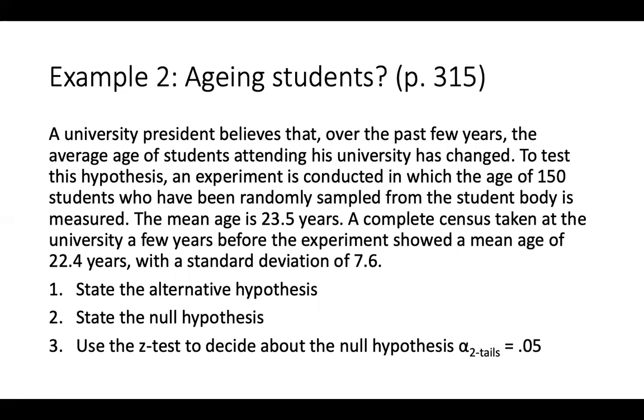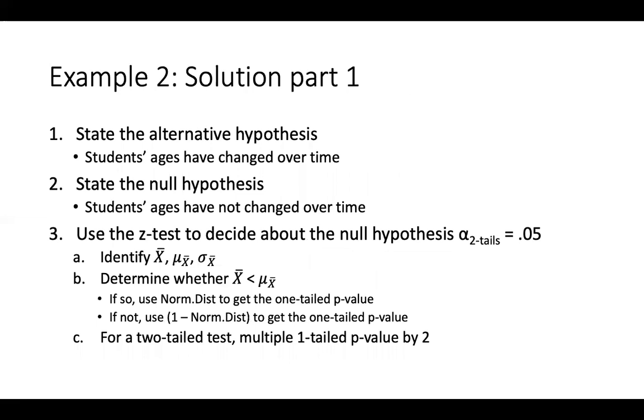All right. So first things first, now we have a more familiar alternative hypothesis. It's stated in there: students' ages have changed over time. So notice we're not saying up or down. It's not directional, right? It's changed over time. So then our null hypothesis is that students' ages have not changed over time. And of course, if they've not changed over time, then mu should apply to them, right? That our sample mean should be equal to mu. That's the null hypothesis. So then we want to use the z-test, right?